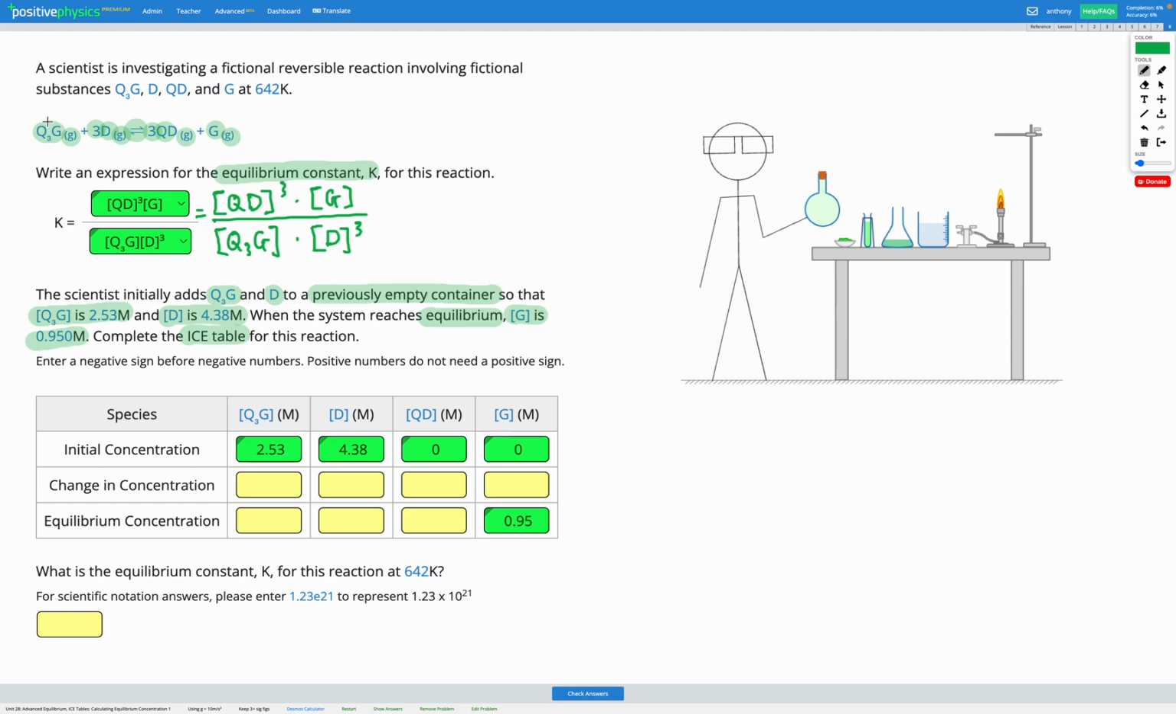So Q3G has a coefficient of 1. So that's going to decrease by 1x. 3D has a coefficient of 3. So that's going to decrease by 3x. In return, we're going to make some of our products. So we're going to increase our QD concentration by 3x because it's got a coefficient of 3. And we're going to increase our G concentration by just 1x because it has a coefficient of 1. So I'm going to go ahead and write those here on our table.